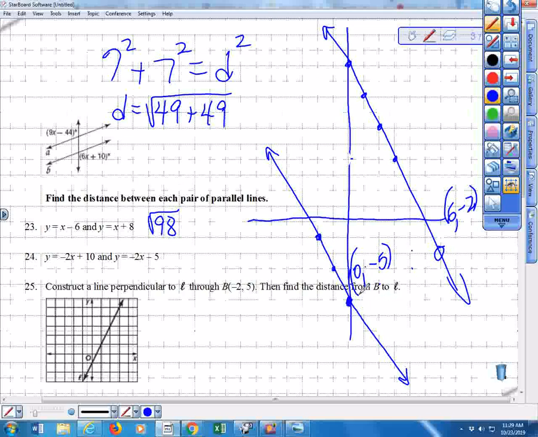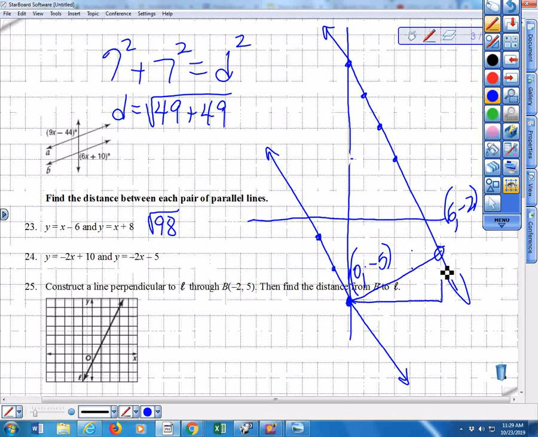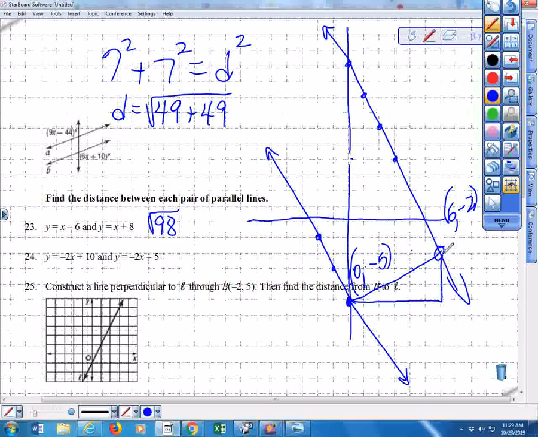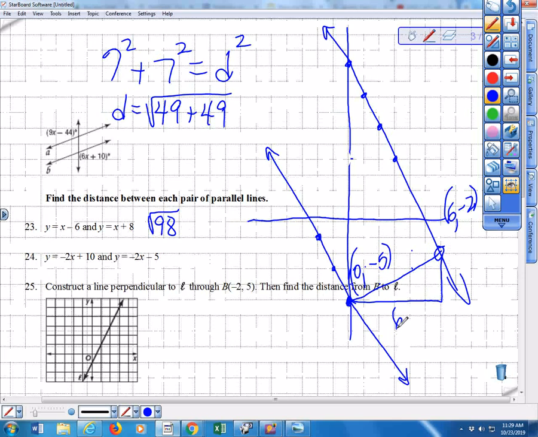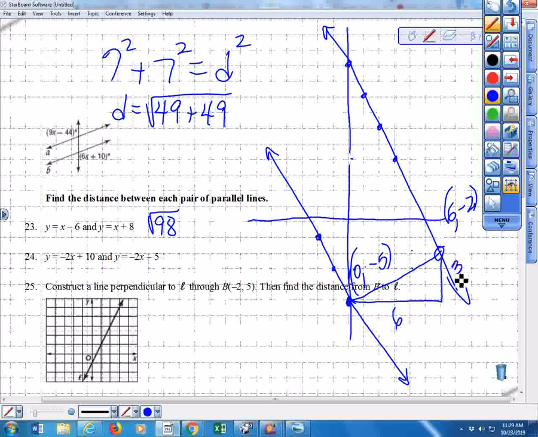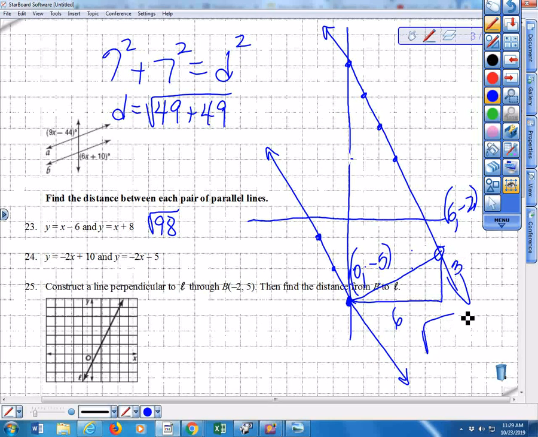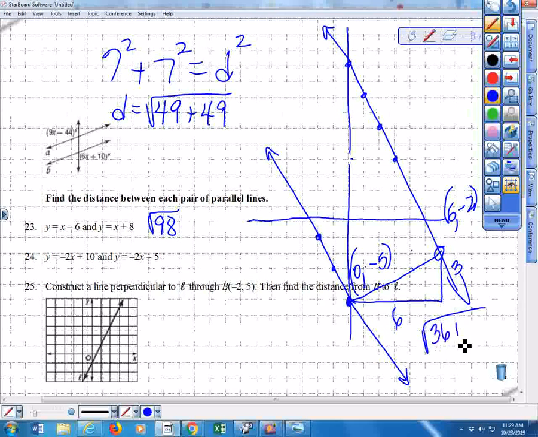Okay, to find the distance, that's my hypotenuse. There's my right triangle. The units from here to here are 6. From here to here, what's that distance? 3. So now it's just the square root of 36 plus 9.